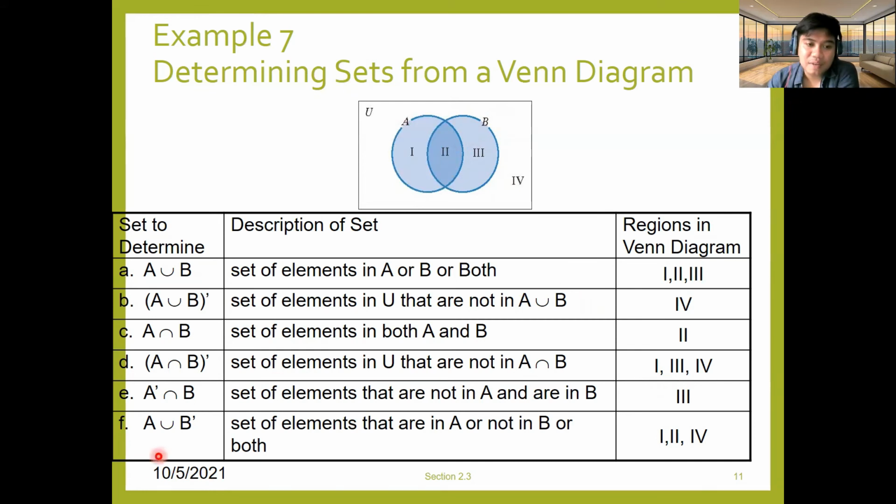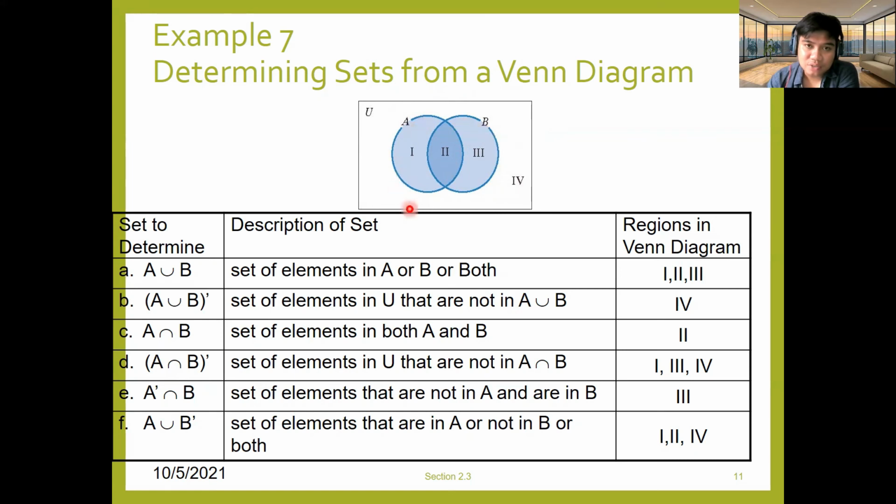Next, we have A union with B prime. So same concept. So we have B, yung region 2 and 3. So ang magiging B prime will be yung region 4 and region 1. And then kukunin natin yung union with nga dun sa set A. So ang magiging A union with B prime will be region 1, 2, and 4.